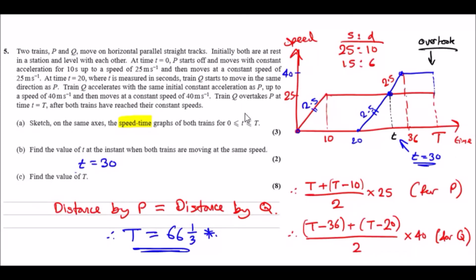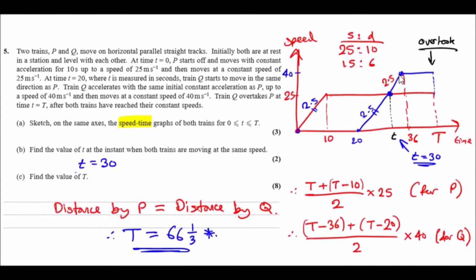Now, at time 20, so we're here, train Q starts to move in the same direction as P. So actually, what this means is that they both have the same parallel acceleration. So that's why I did these two lines, equal signs, indicating that they're parallel. This will help you solve the T later. So it keeps on going until it reaches a speed of 40. And we don't know when that is, so we have to actually find that.